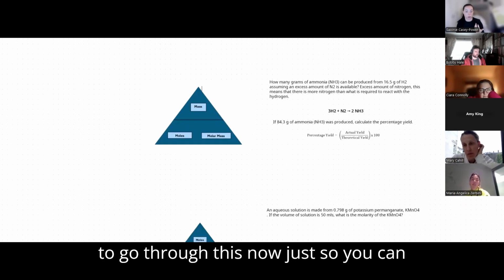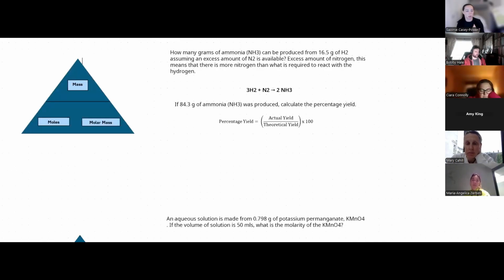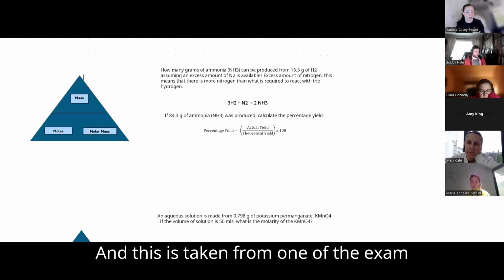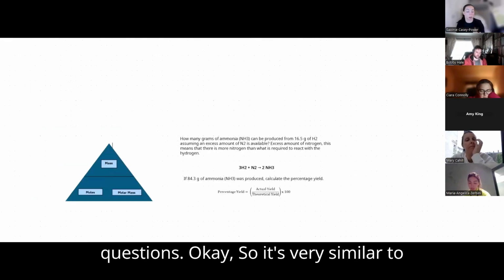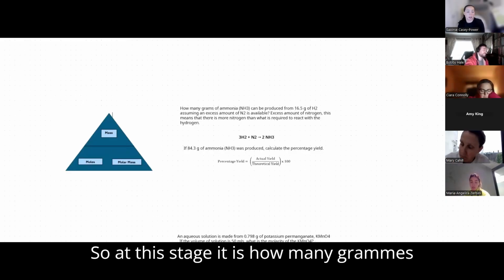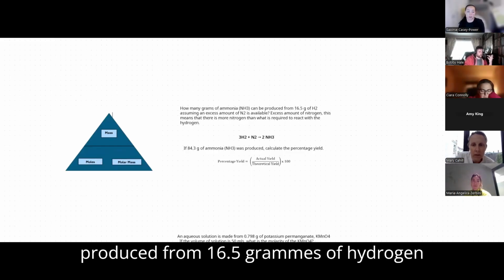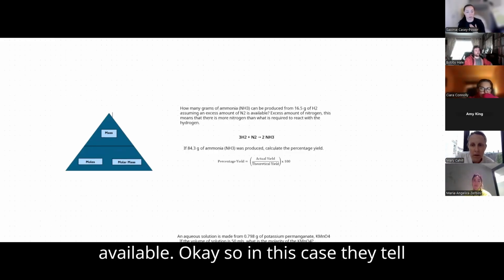I'm going to go through this now so you can see how we actually calculate it. This is taken from one of the exam questions, so it's very similar to what you would expect in an exam. What this states is: how many grams of ammonia, my NH3, can be produced from 16.5 grams of hydrogen, assuming an excess amount of nitrogen is available.